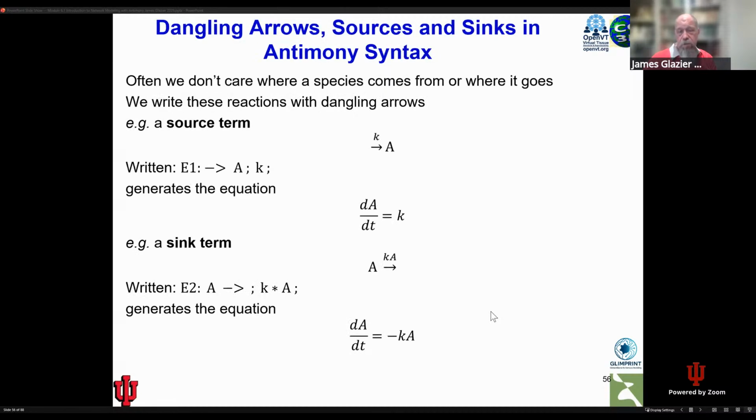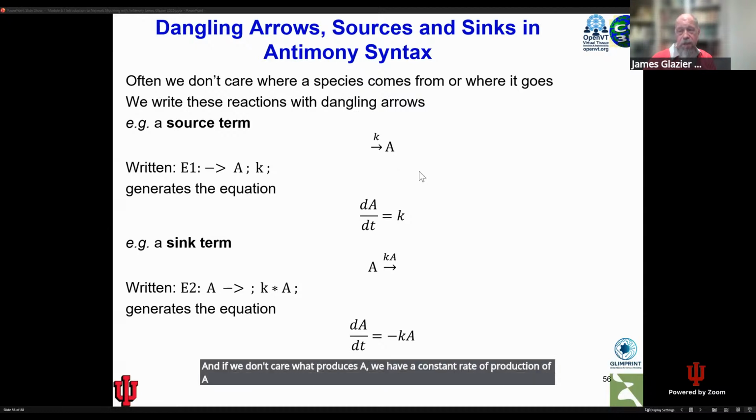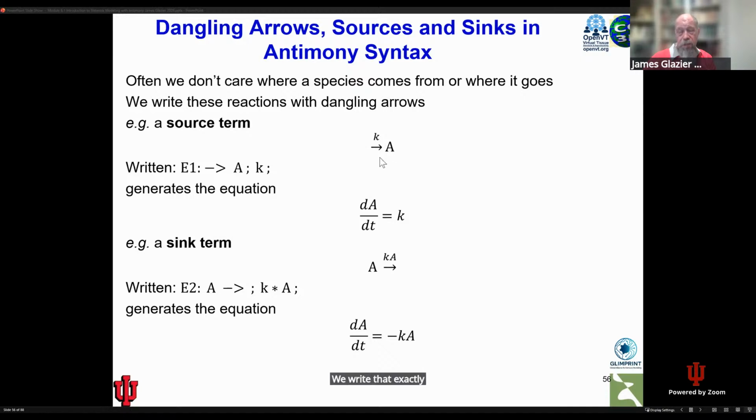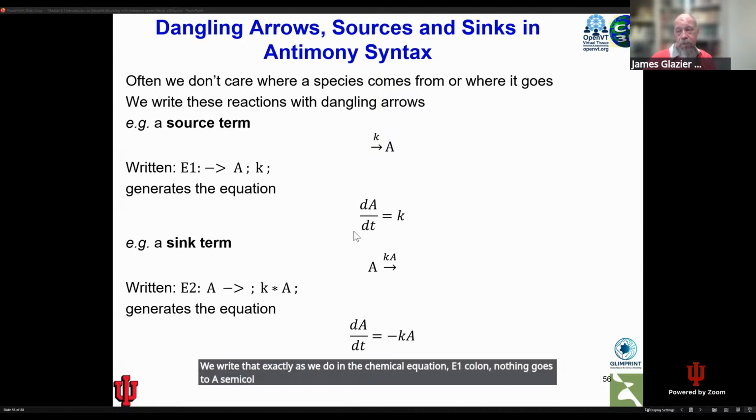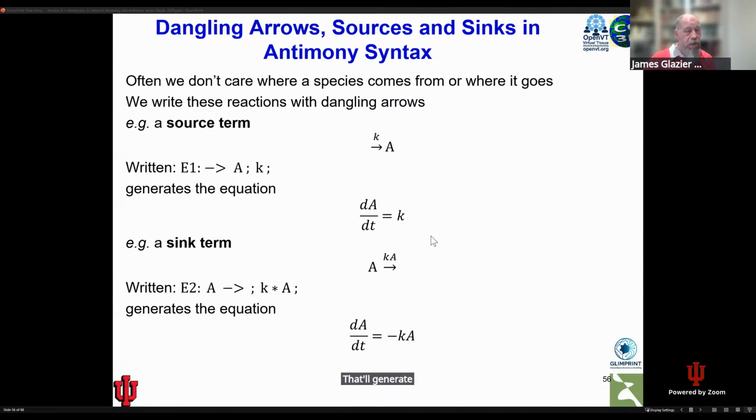There are a couple of things that we need to know about antimony. If we don't care what produces A, we have a constant rate of production of A, K goes to A, we write that exactly as we do in the chemical equation: E1 colon nothing goes to A semicolon K. That'll generate dA by dt equals K, constant rate of production of A.